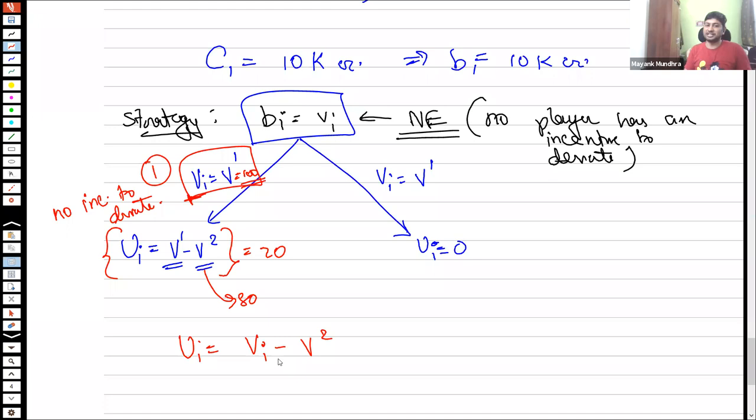So even if he increases the bid, his valuation does not go up. So his utility does not go up. Because V1 is constant, V2 is the other guy's valuation, the other guy's bid. Actually, this should be B2, not V2, but I'm assuming Nash equilibrium is B2 equals V2. So that's why I'm writing it.